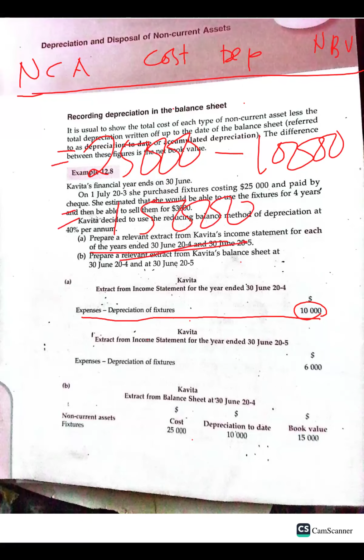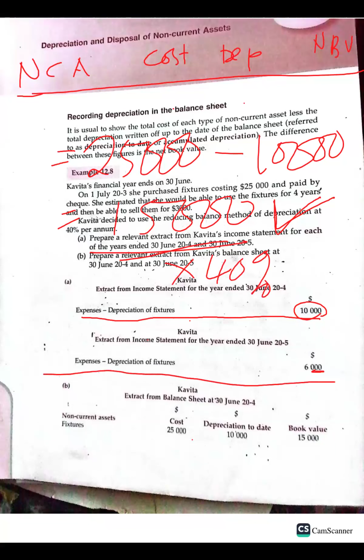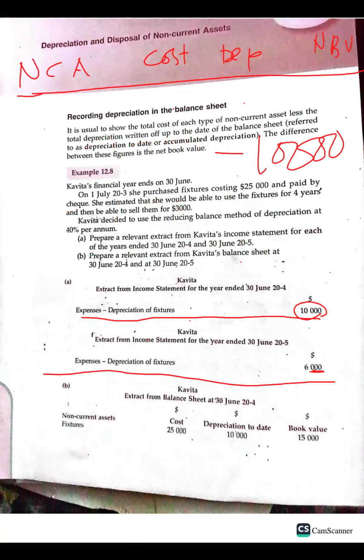So now we want to depreciate the 15,000, not the 25,000, because the value of the asset that has remained is 15,000. So let's depreciate 15,000 at 40%. You do 40% of 15,000. The 40% of 15,000 is actually 6,000. So that is the 6,000 that you put here again. That is the 15,000 that you put there. Is that clear? Any question?